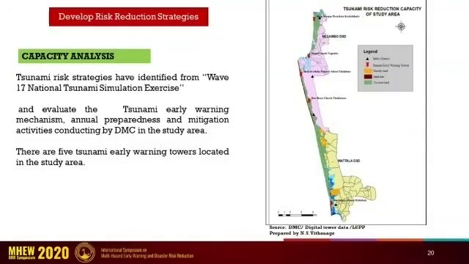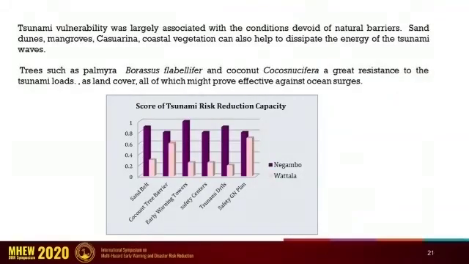The capacity analysis was conducted using the available resources in this area. So these are the capacities. This is the 1833 earthquake, volcanic eruptions, and tsunami-generating incident, and it gave less damage to Galle, Negombo, and Ampara.